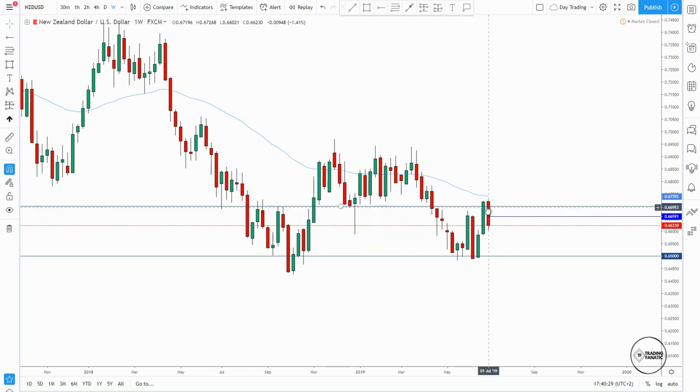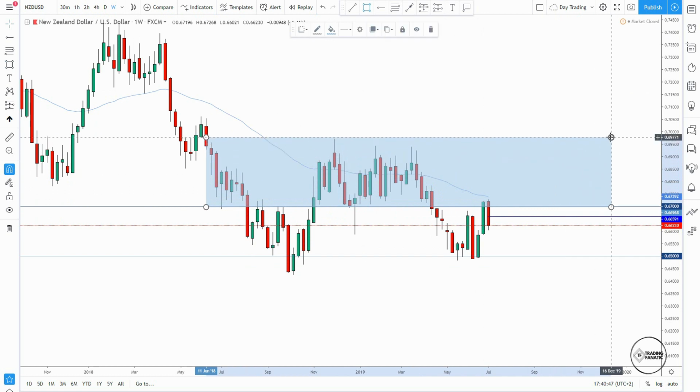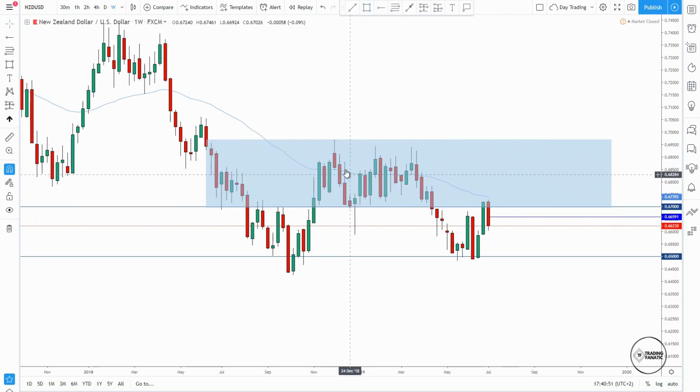So price was unable to continue the momentum of this bullish candle and we turned bearish. So this is of course because of the strength of the DXY. So actually we had this very long period of consolidation. If you want me to draw the rectangle, here it is. So we broke out of it and we didn't have a retest.